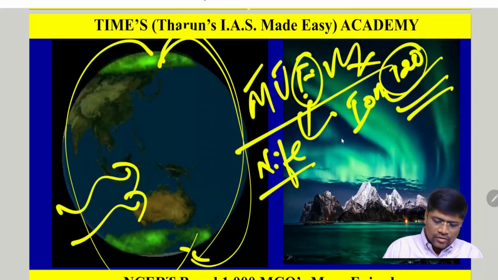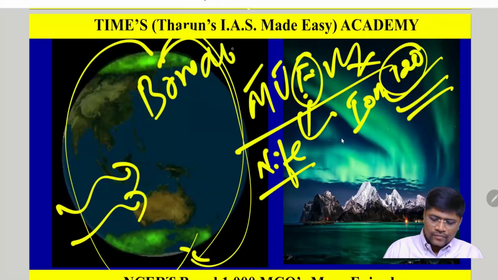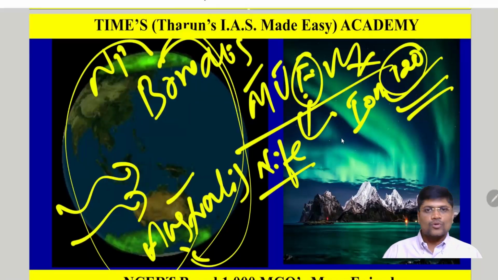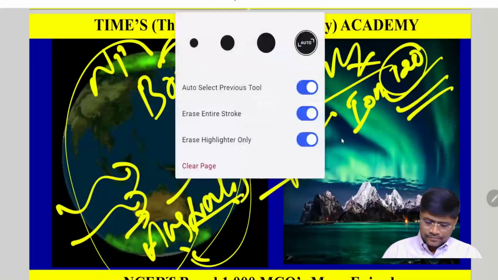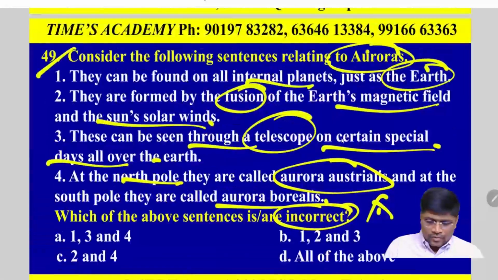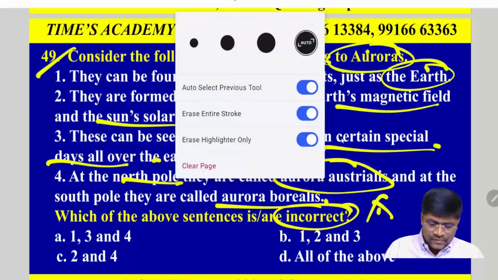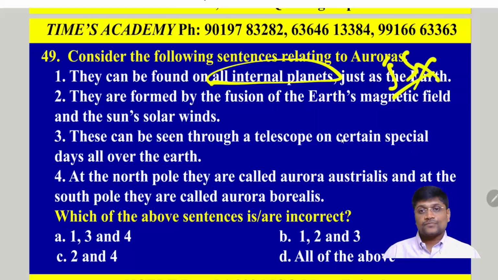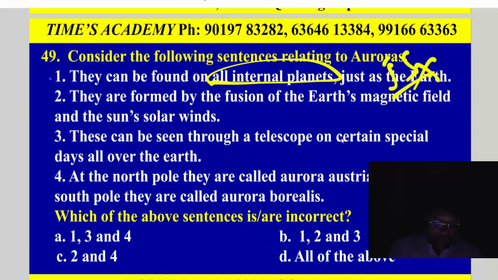Generally, these are called the aurora borealis in the North Pole and aurora australis in the South Pole. Because it is very close to Australia, it is called the aurora australis. It can be seen only on Earth. Within the inner planets, it is only seen on Earth, not on any other planet. Okay, so according to the explanation, they can be found on all internal planets, no, except Earth, not any other planets. But they can be seen on Jupiter and Saturn. Okay, that's interesting.